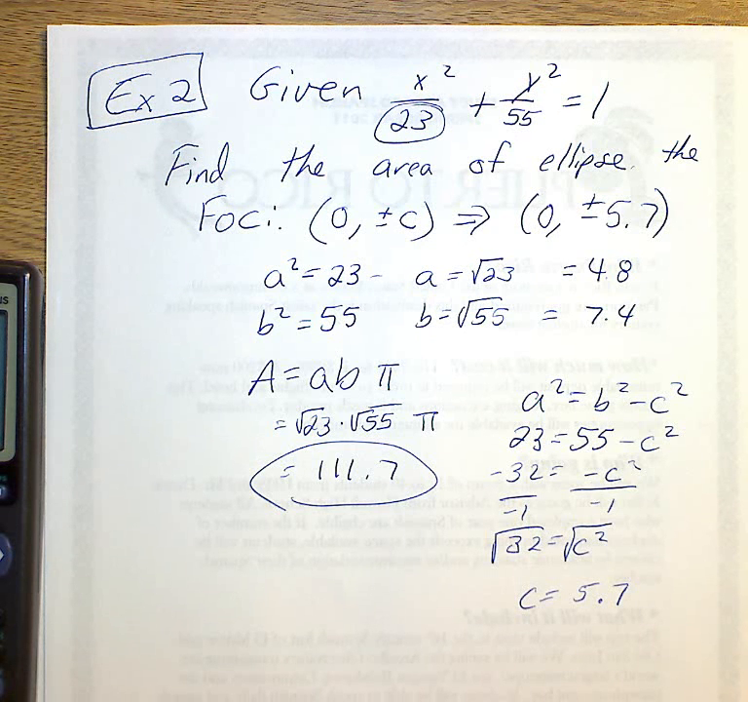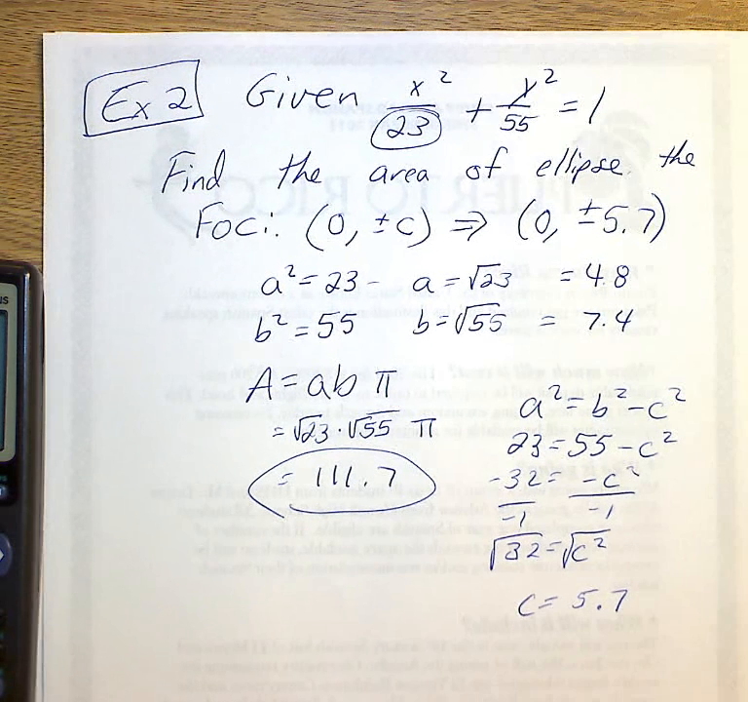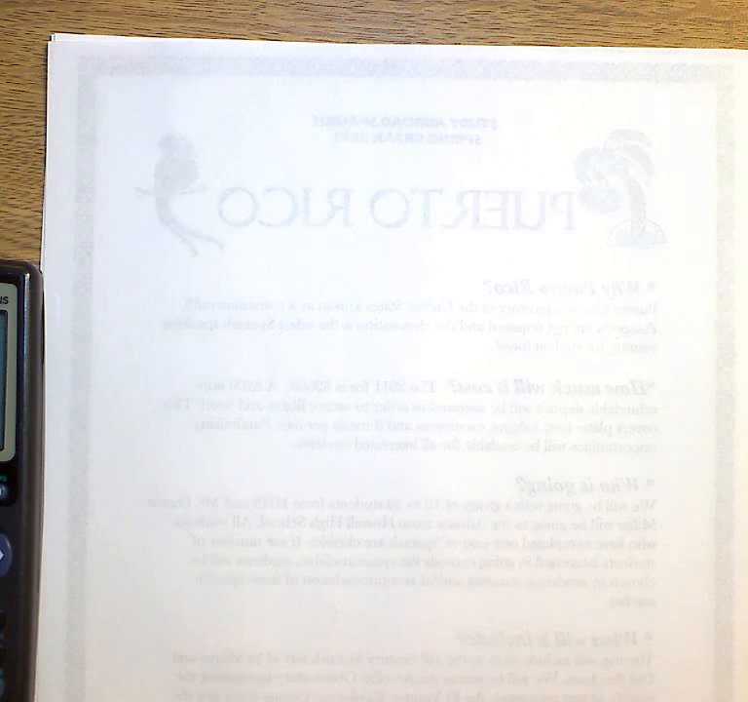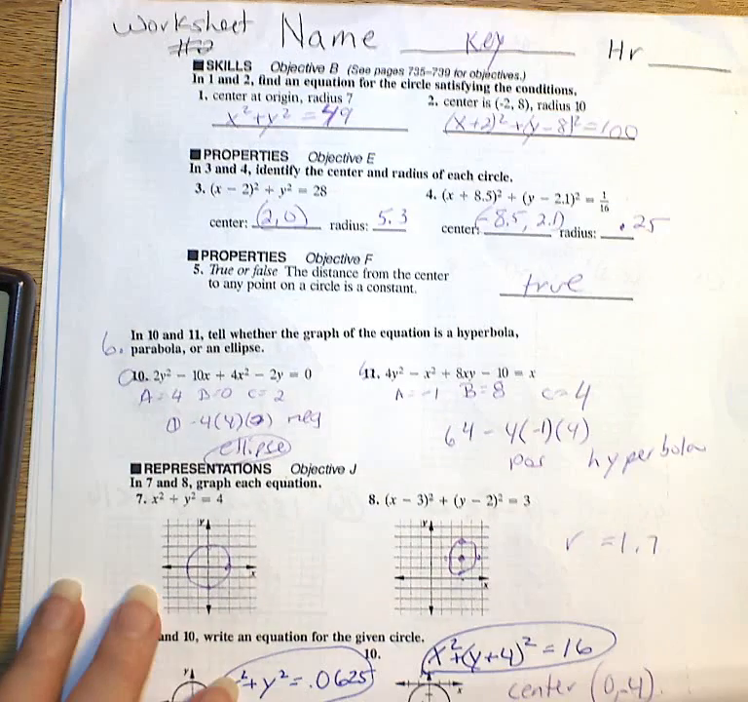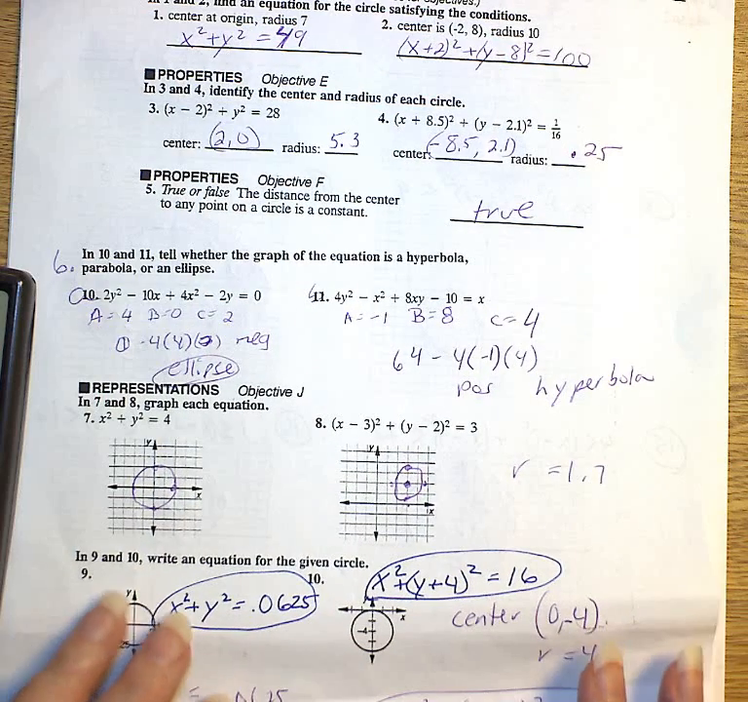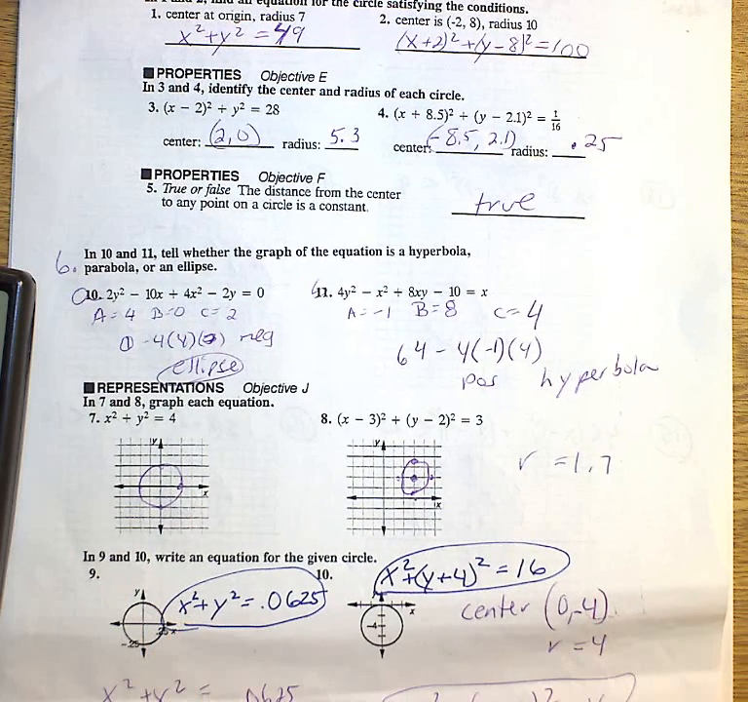So again, make sure you're keeping up on your homework, because if you do your homework, you should be able to do that 50-point quiz that is on Thursday. Take out yesterday's assignment. Take out yesterday's assignment. Check your answers.